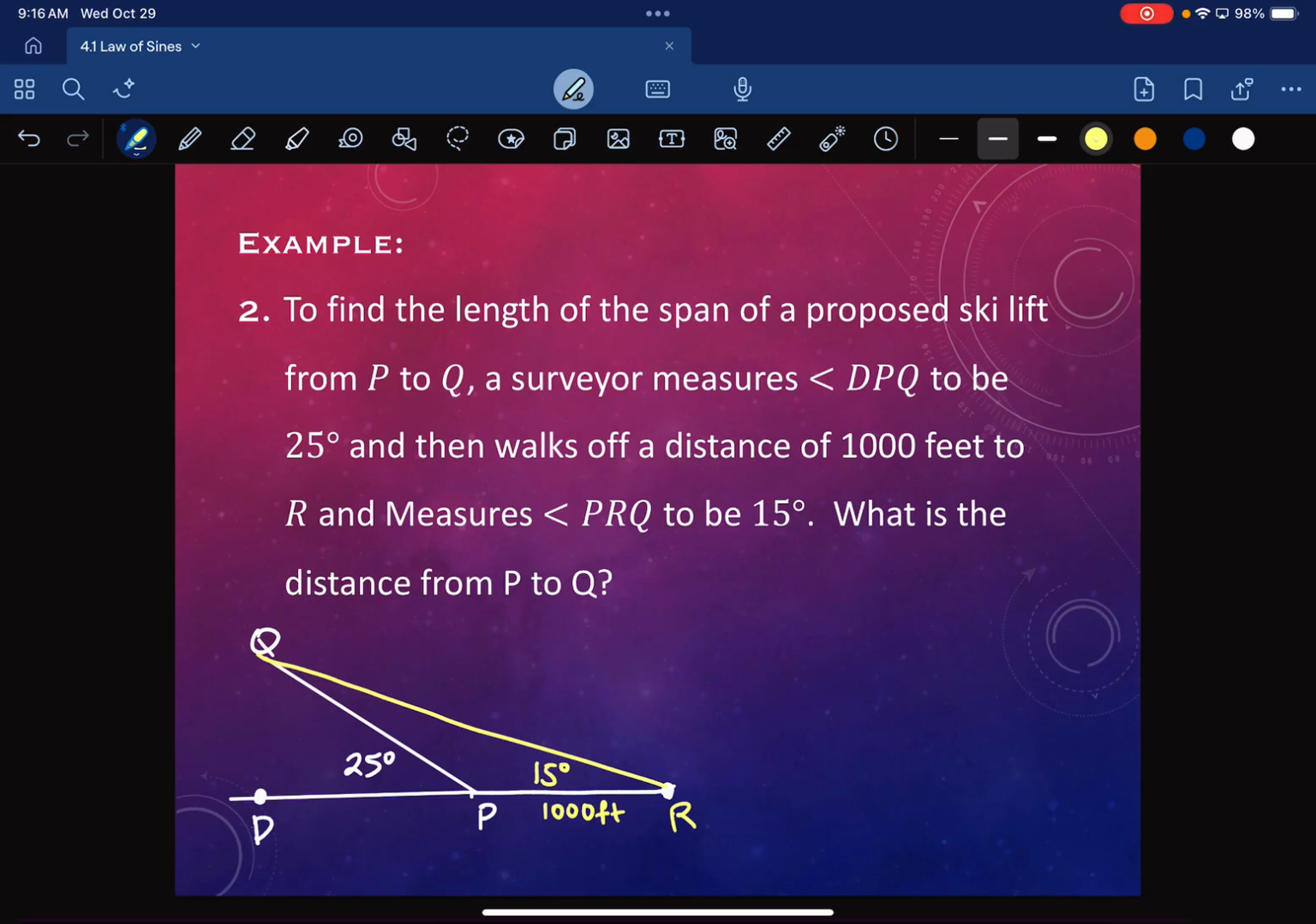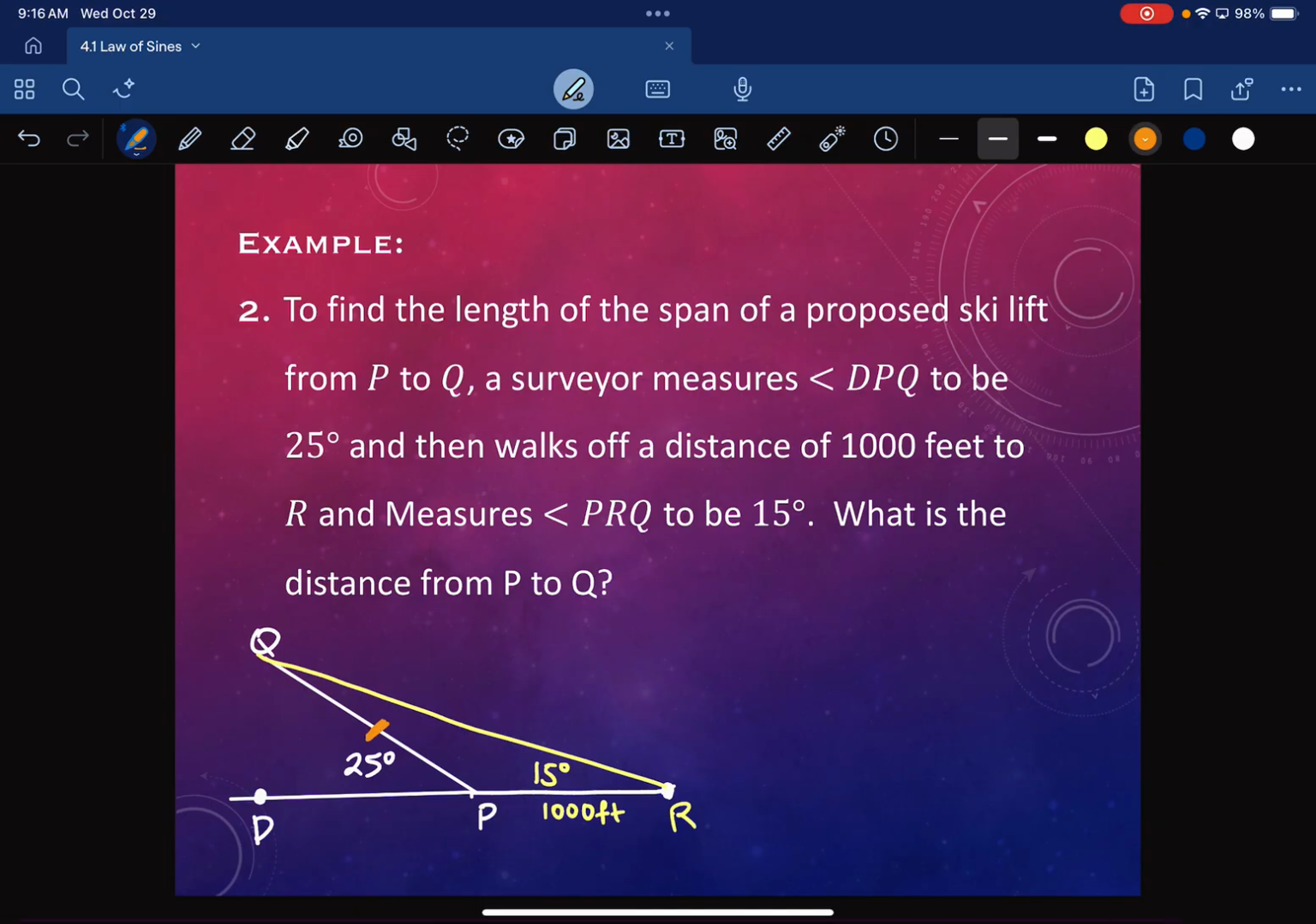The distance from P to Q. So I'm asked to find, let me mark it in orange, this one right here. This is what I'm asked to find. Basically asked to find the length of the ski lift. Okay? So this is the side I want to find.